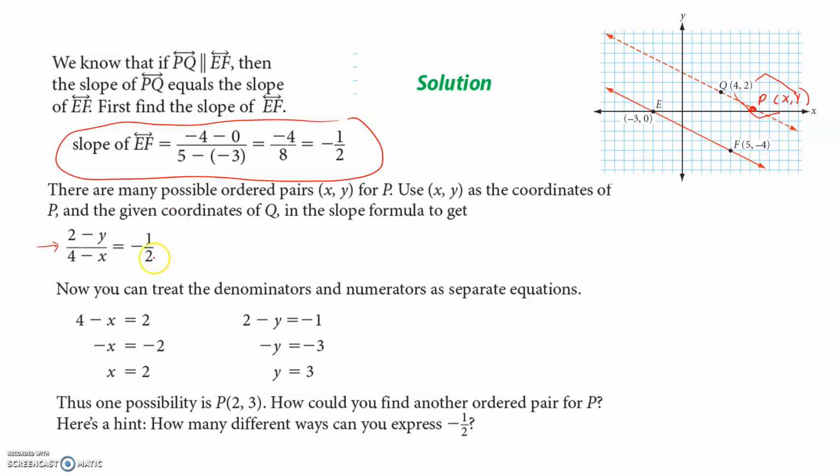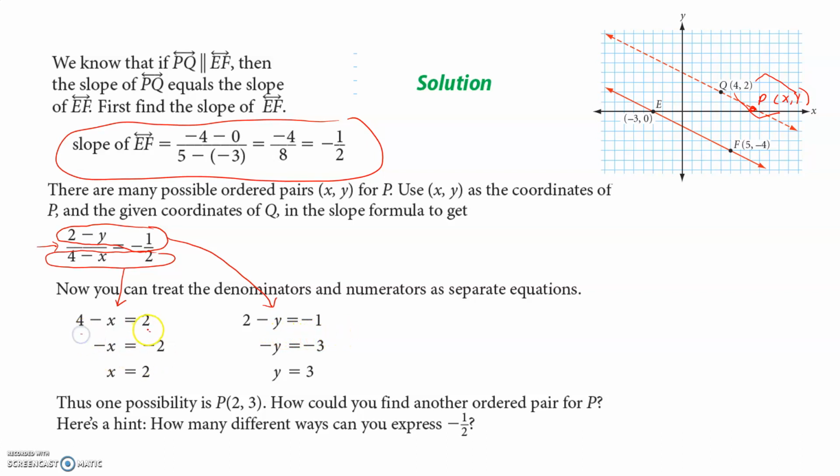Okay, now they say, look at this. These have to be equal, and these have to be equal. They put the negative on the top. It could go either the top or the bottom. And so they solve each of these. They solve the bottom here and the top here. So 4 minus x has to be a 2, and 2 minus y has to be a negative 1.